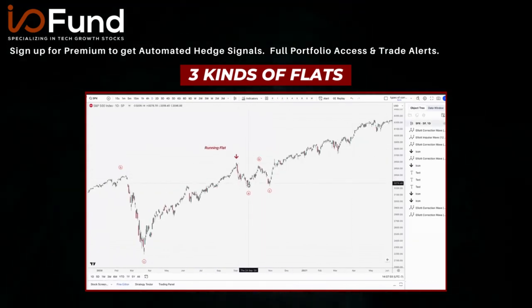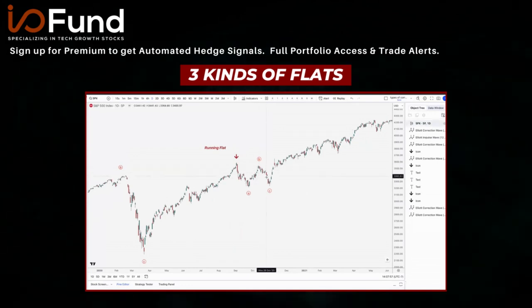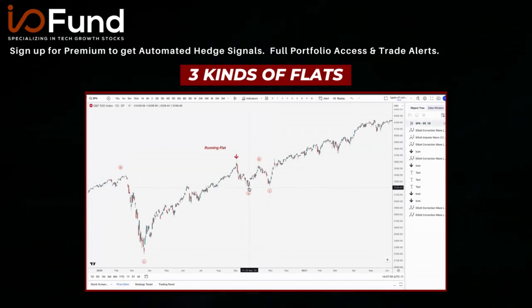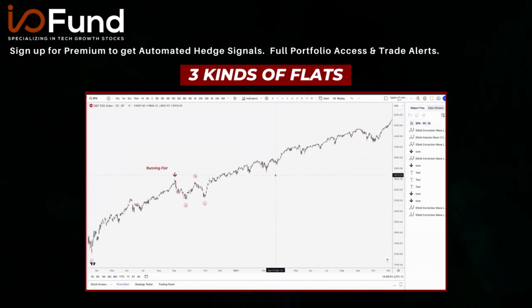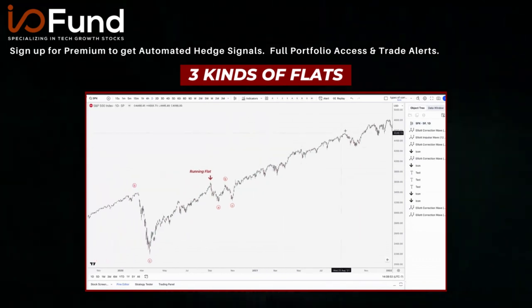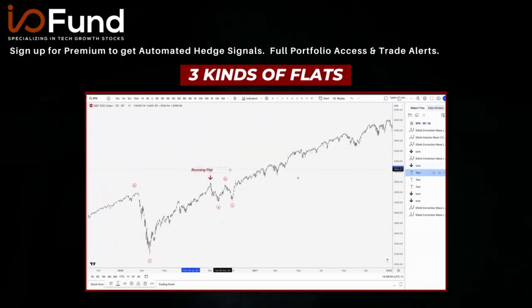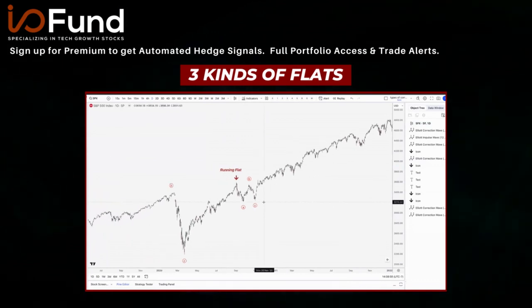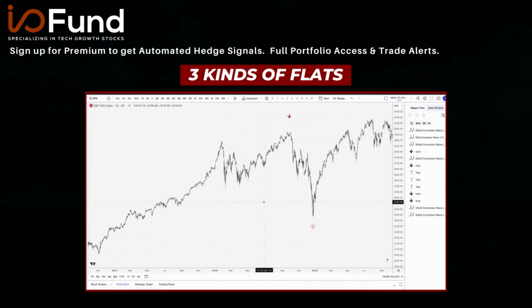1, 2, 3 A, 1, 2, 3 B, then a 1, 2, 3, 4, 5 C wave that doesn't take you below the A wave. And what followed was the 2021 bull run. So my point being is that these patterns are everywhere on all time frames.